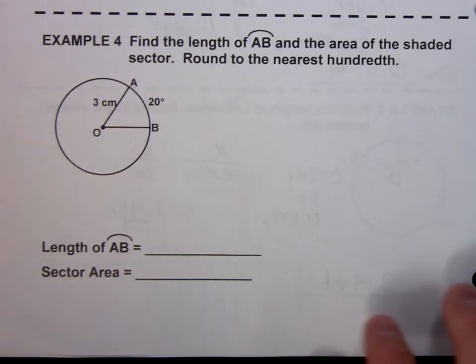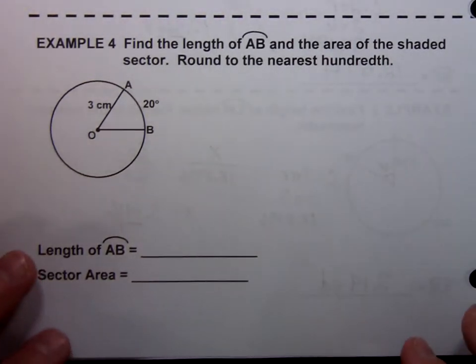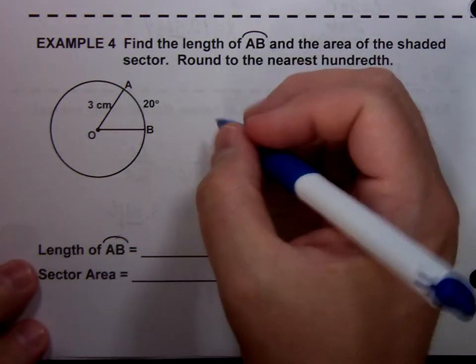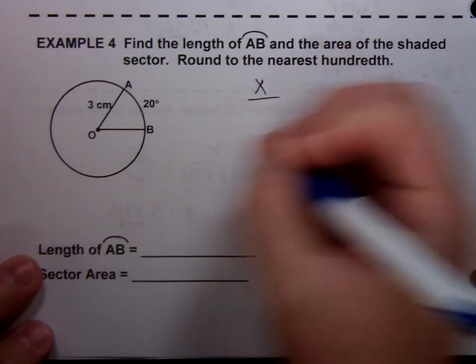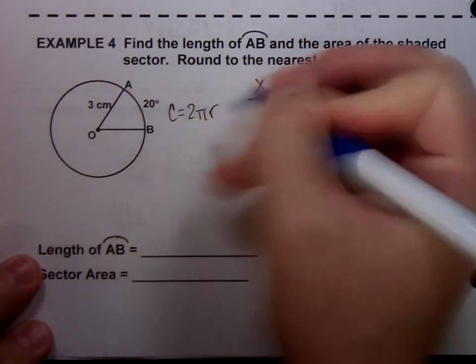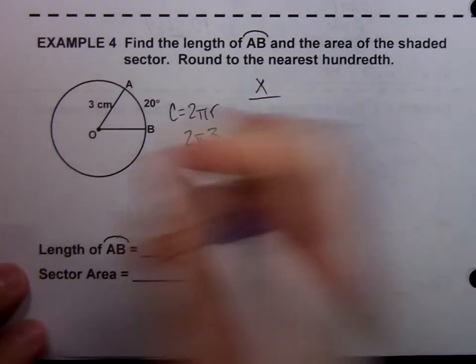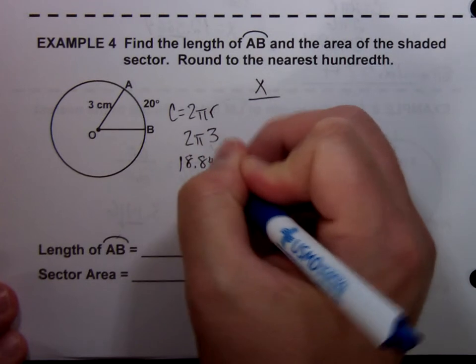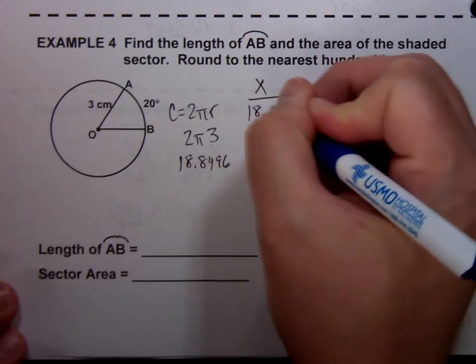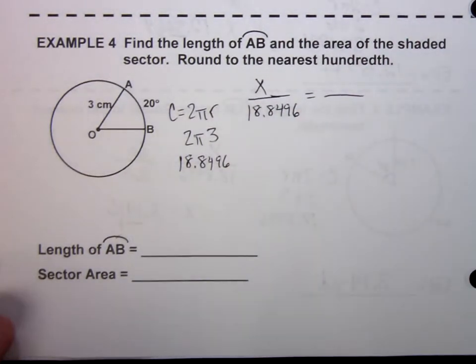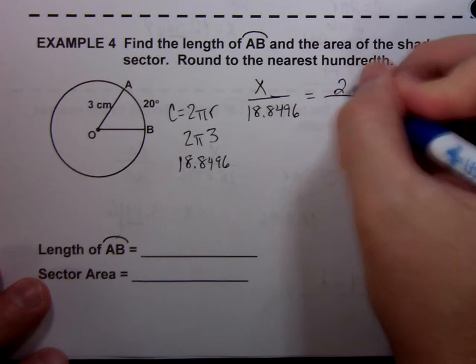All right, example 4. Find the length of arc AB and the area of the shaded sector. So now we're doing both things. So let's start with the arc length. Arc length goes over circumference, which I don't know yet, so we need to find it. Circumference is 2 pi r. The radius is 3, so we got 2 times pi times 3. And there's the circumference. So arc length over circumference, and then central angle over 360.